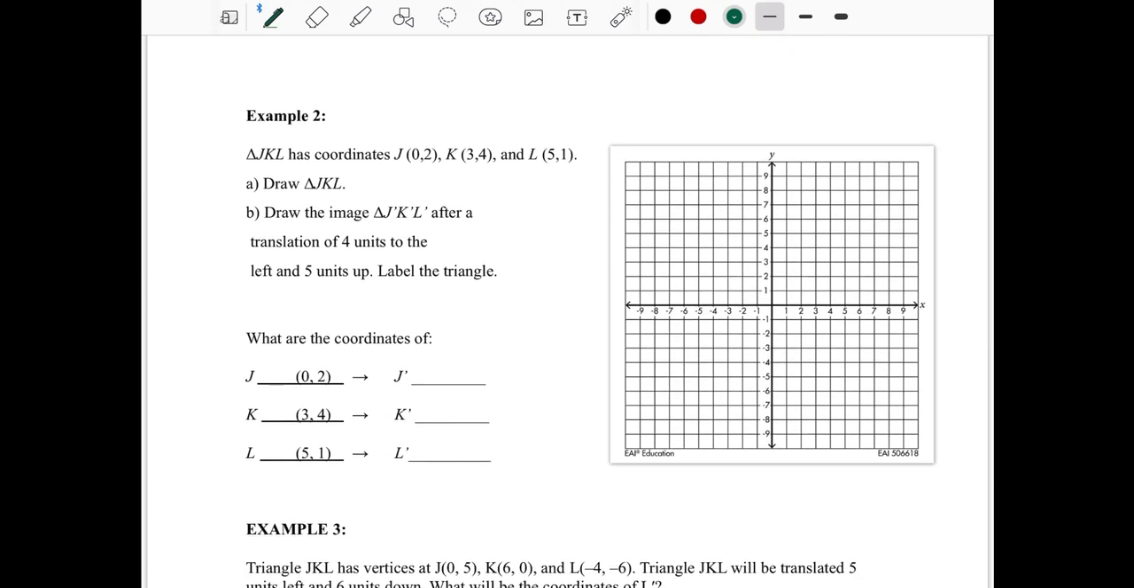Example 2 says triangle JKL has coordinates J at 0, 2, K at 3, 4, and L at 5, 1. So the first thing they want us to do is take all 3 of those points and graph them. Okay, so we got 0, 2. So 0 means we don't go anywhere, but we have to go up 2, so we go here. That's going to be J. Then we graph K, which is at 3, 4. We're going to connect those. And then we graph L, which is at 5, 1.